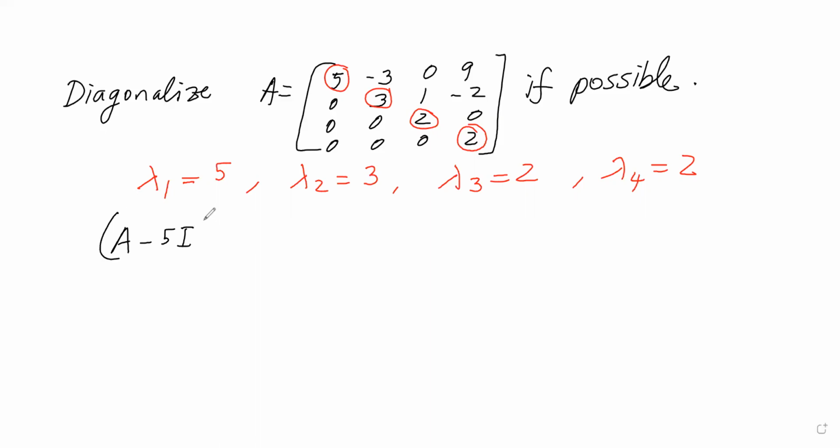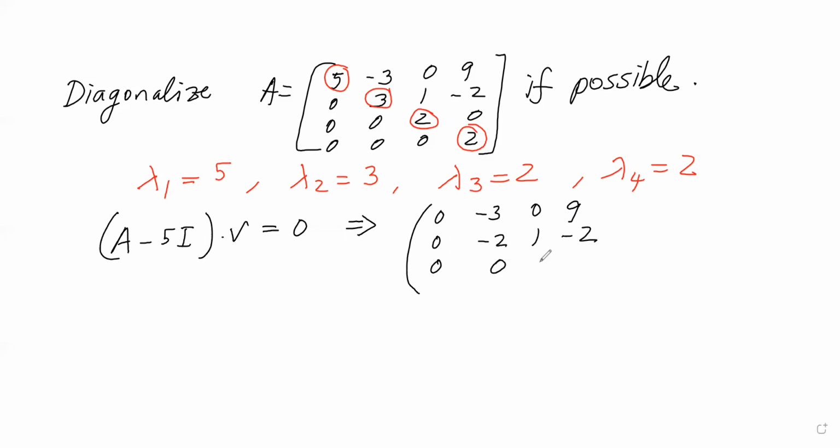and then times V equals 0, and that means I have to subtract 5 from each main diagonal entry. So this is going to be 0 when I subtract 5. This is the same. 0, this is negative 2, 1, negative 2, and this is 0, 0, and this is negative 3, 0, this is 0, 0, 0, negative 3.